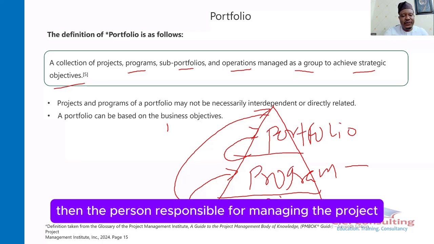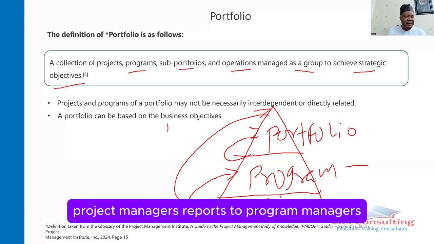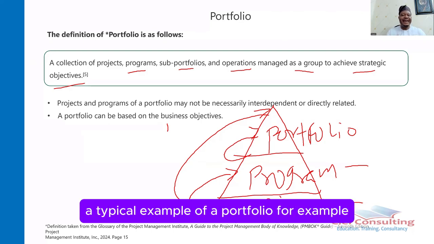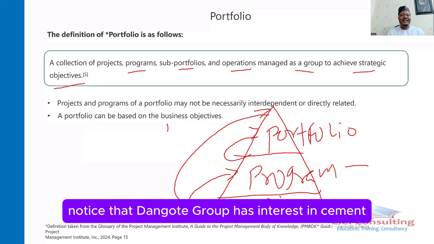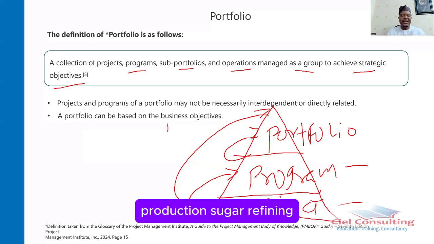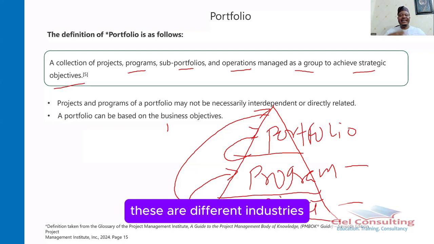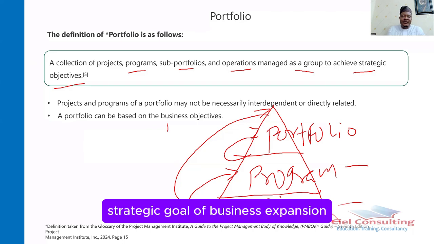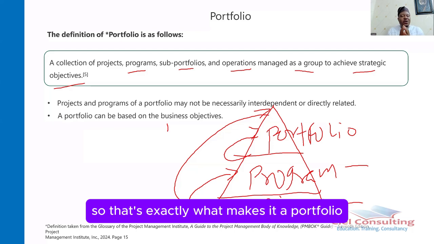Then the person responsible for managing the project is typically referred to as a project manager. Project managers report to program managers, who in turn report to the portfolio manager. A typical example of a portfolio is the Dangote Group. Notice that Dangote Group has interest in cement production, sugar refining, real estate, and then, recently, oil and gas. These are different industries, but they all contribute towards Dangote's overall strategic goal of business expansion and diversification. So that's exactly what makes it a portfolio.